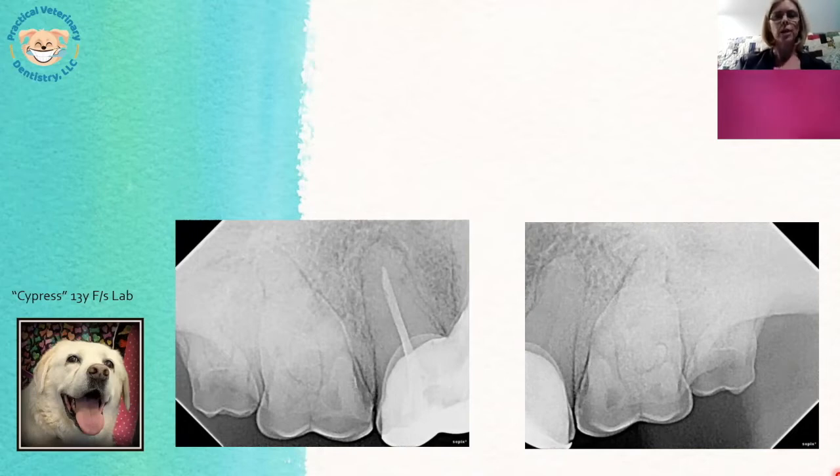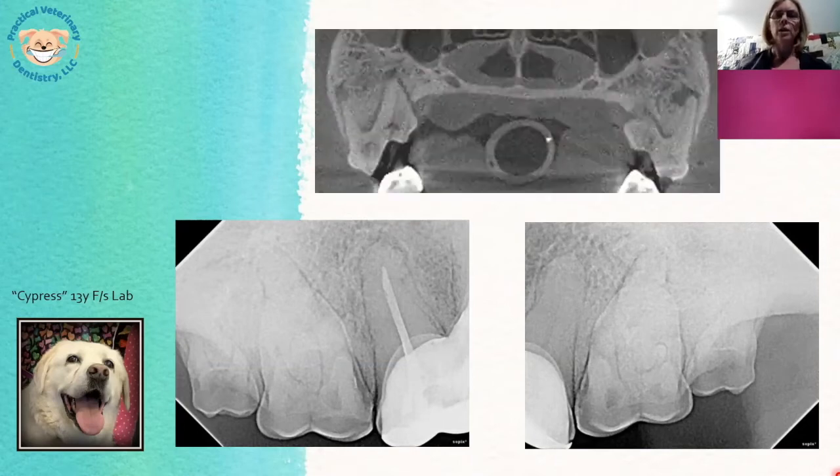We took these radiographs of her maxillary molars. I thought, okay, well, those look pretty okay. And then we look at the cone beam CT and I go, oh my goodness, what is this? Let me see if I can get, I don't know if you can see this little box here, but I'm going to get it out of the way.